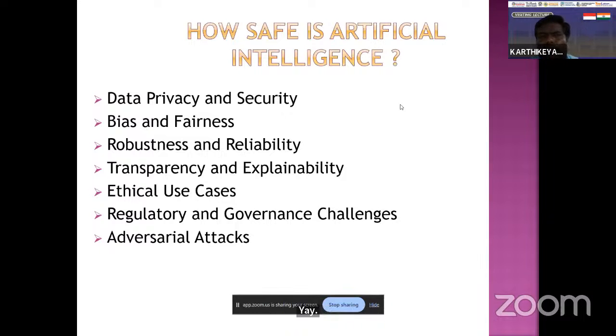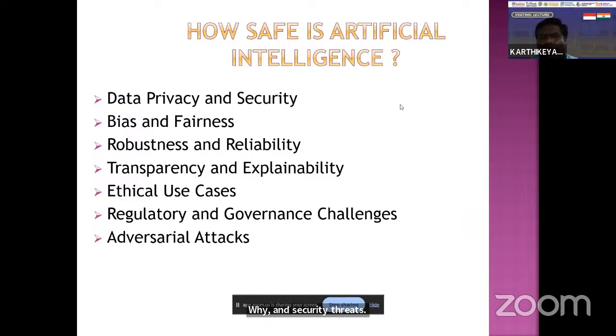And next, how safe is artificial intelligence? It encompasses data privacy and security, bias and fairness, robustness and reliability, transparency and explainability, ethical use cases, regulatory and governance challenges, and adversarial attacks. The first one, data privacy and security, is nothing but large amounts of data raising concerns about privacy and security. Unauthorized access to sensitive data or breaches in AI systems can lead to privacy violations and security threats.